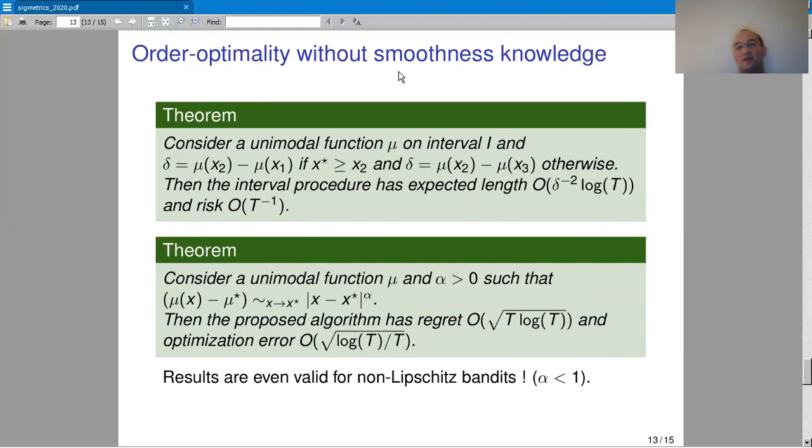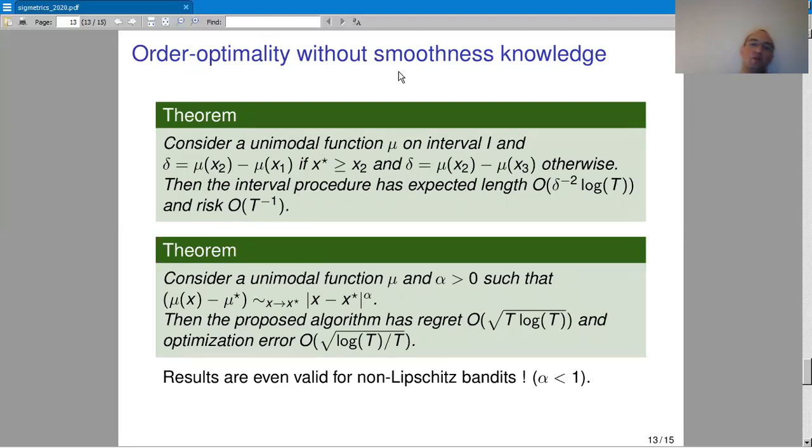So the length of the test is proportional to 1 over delta squared, delta being the difference between those two values, multiplied by the logarithm of t, and the risk, i.e. the probability that we make an error, is proportional to 1 over t. This is the reason why, even if the interval procedure fails, it is not going to cause much regret, because it succeeds with high probability, meaning probability proportional to 1 over t.